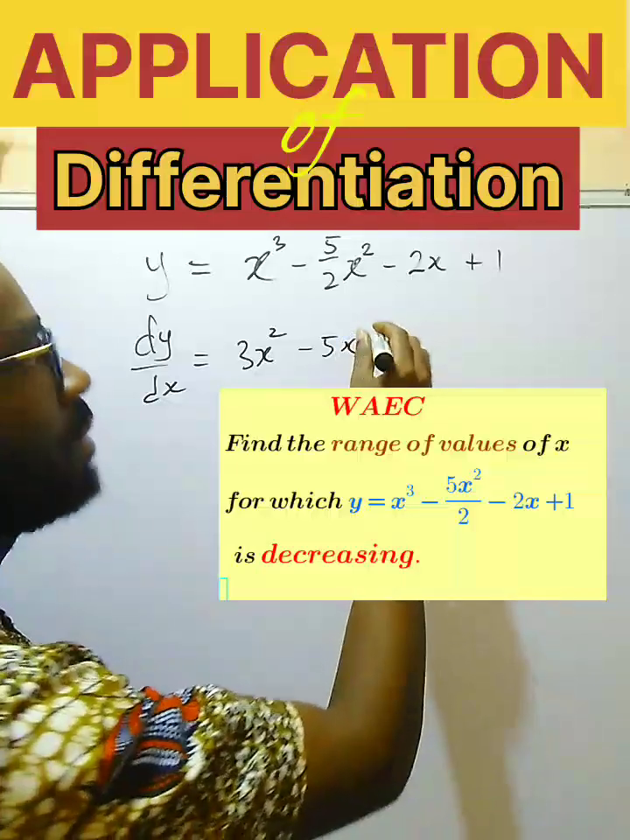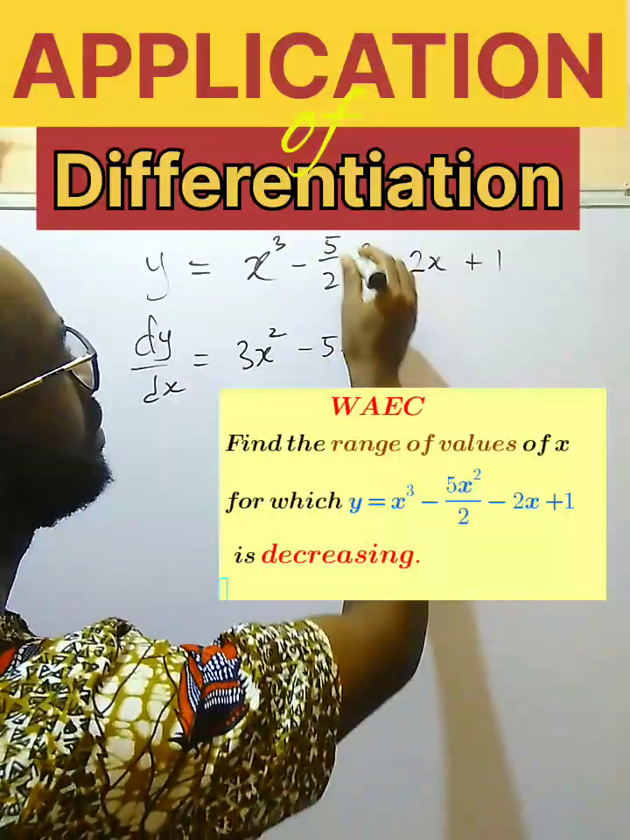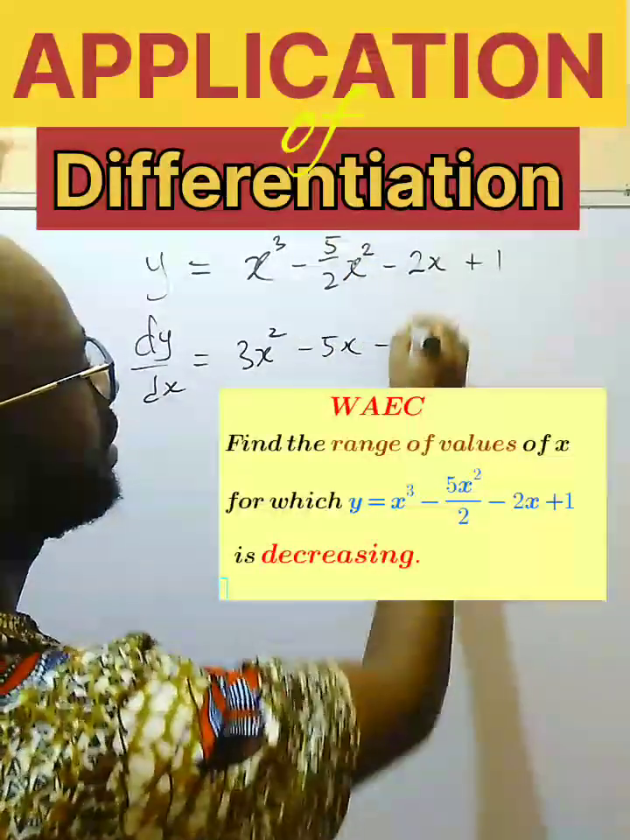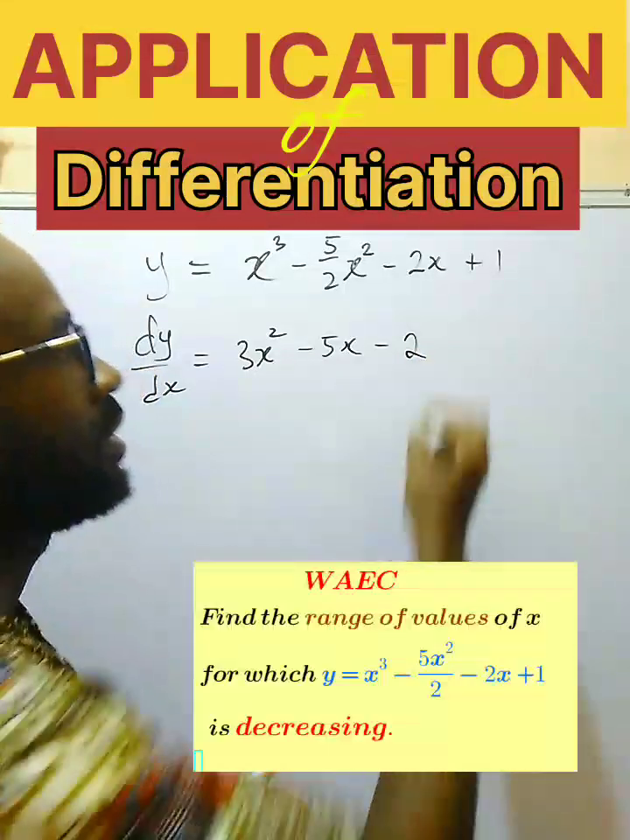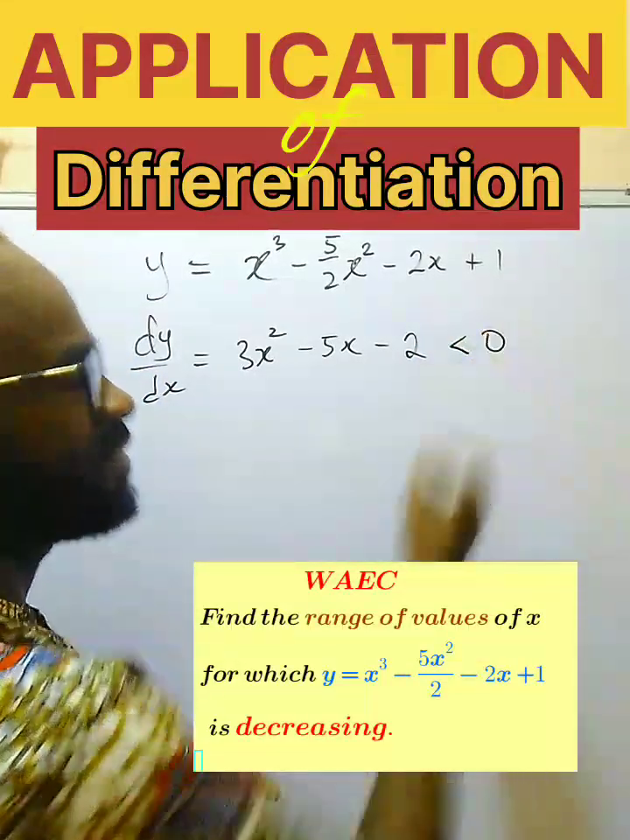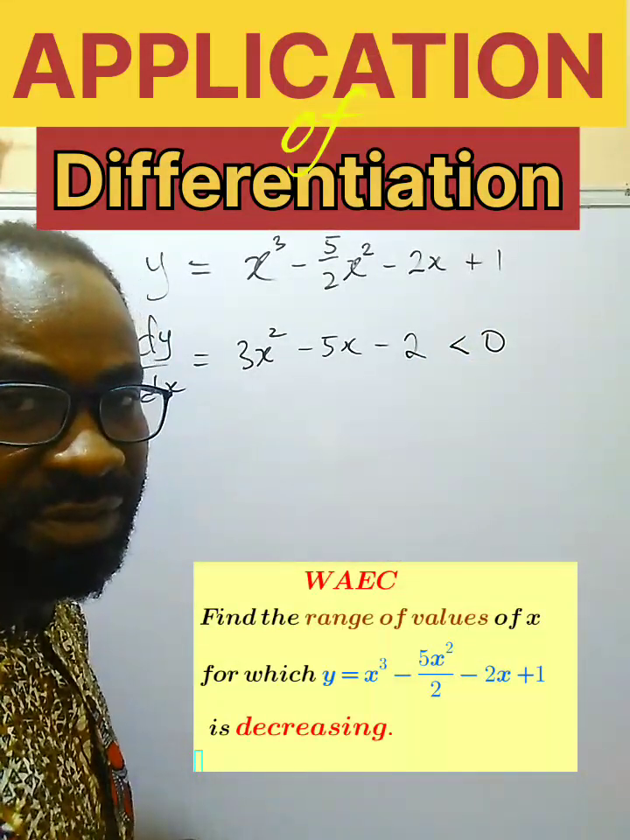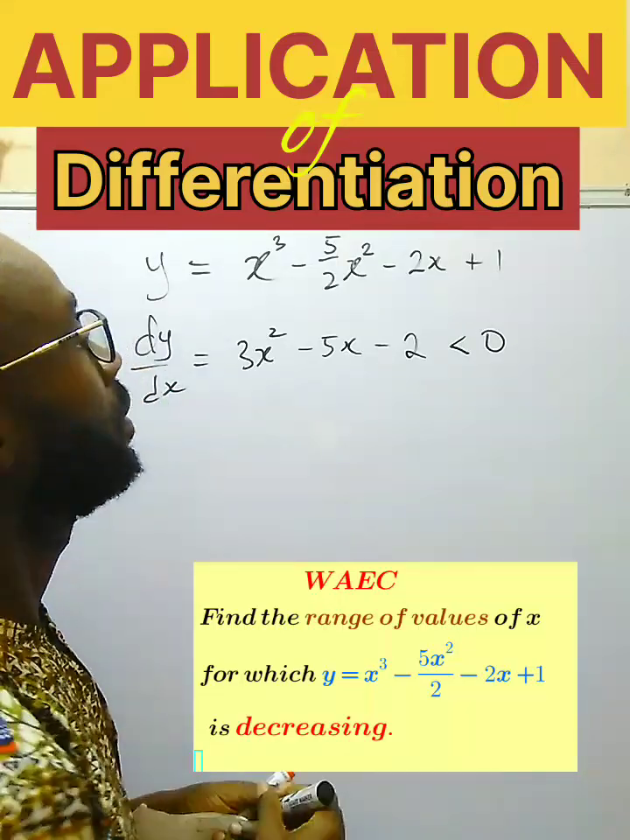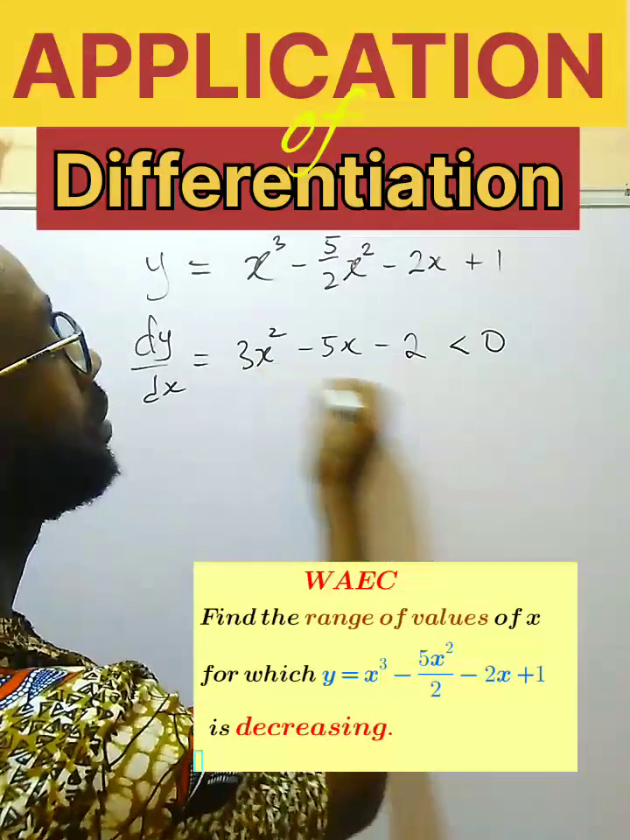5x. Differentiate this, that gives us 2. Okay, then this will be less than 0 since the function is decreasing. It should be less than 0. Okay, now we are going to solve this.